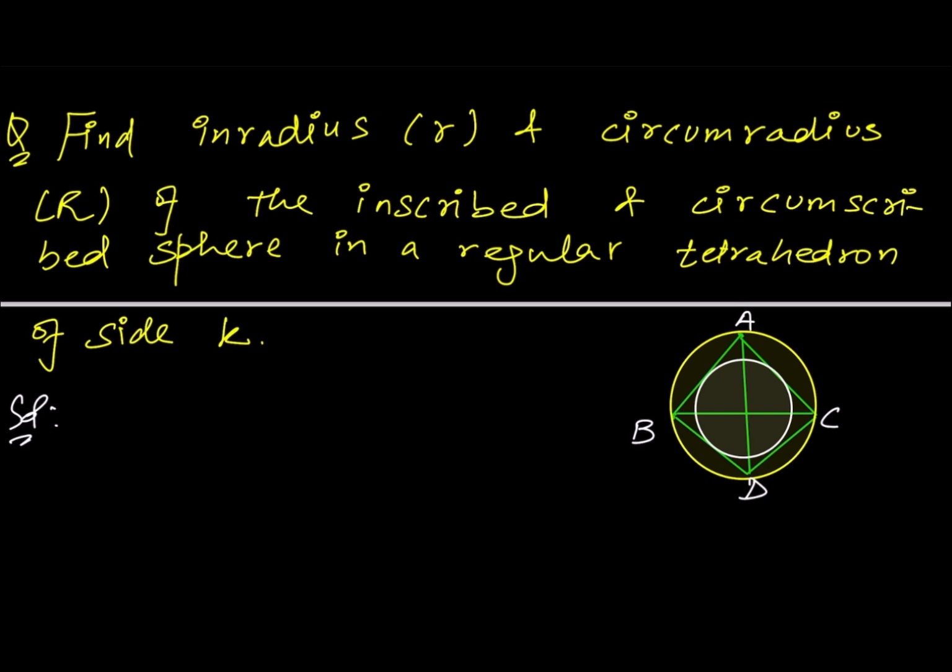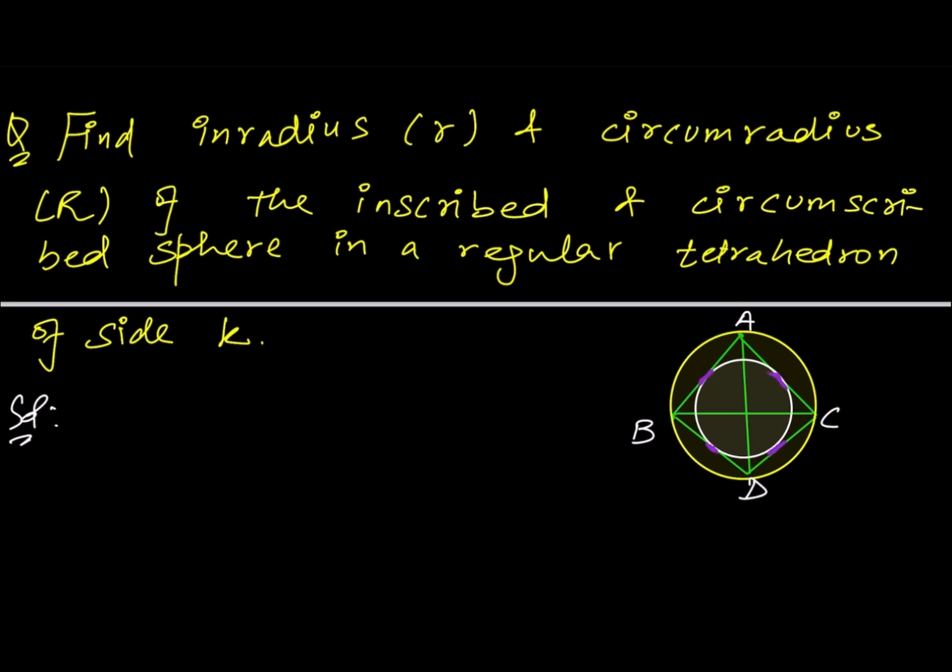Students, this green color represents a regular tetrahedron. This yellow color represents a sphere or circumscribed sphere, and white color represents inscribed sphere. Okay. Let's say this inscribed sphere is touching all the faces, not edges, all the faces at these points.